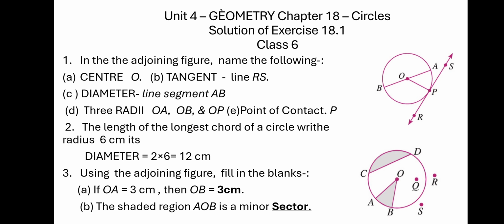Using the adjoining figure, fill in the blanks. A. If OA is equal to 3 centimeter, then OB, since OA and OB both are the radii of the circle, its length is also 3 centimeter. B question. The shaded region AOB is a minor sector AOB, which is bounded by the two radii OA and OB. So it is a minor sector because the angle is less than 180 degrees.